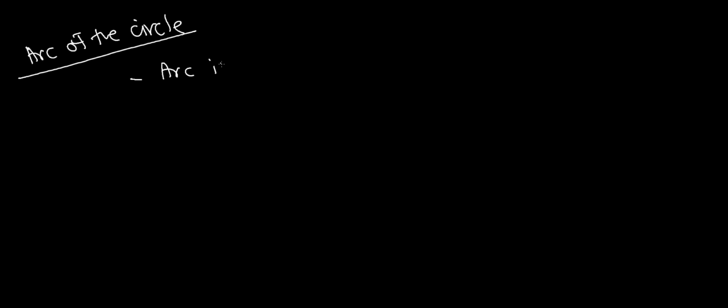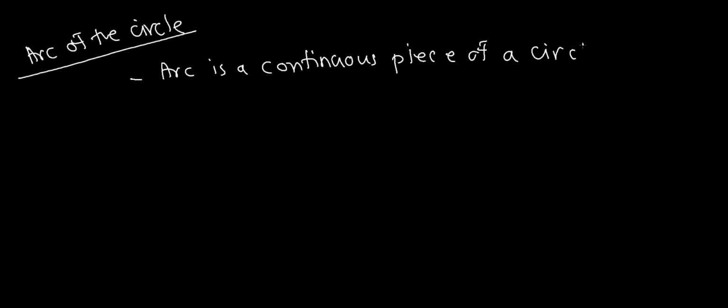Then, arc of the circle. So what is an arc? An arc is a continuous piece. A continuous piece of a circle is called an arc of a circle.